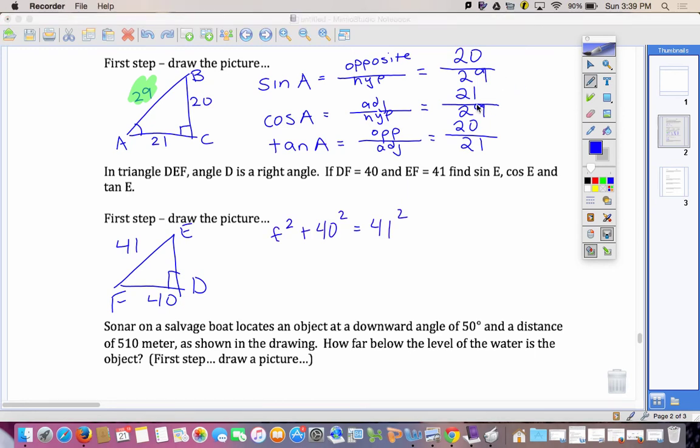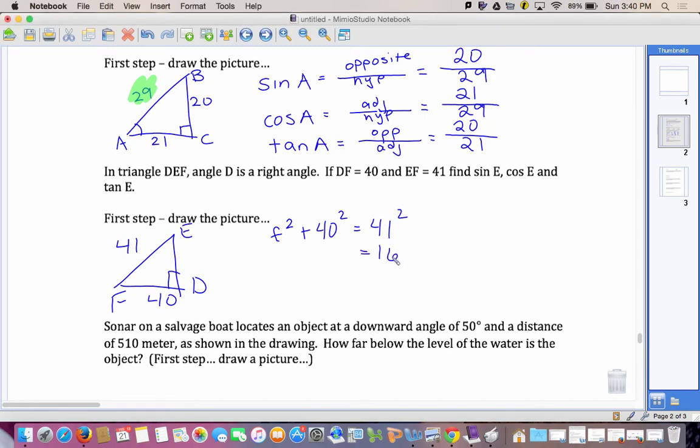So I have F squared, which is the side opposite of angle F, plus 40 squared is equal to 41 squared. And so I need to use the Pythagorean theorem to solve that. So 41 squared is 1,681. So I have F squared plus 1,600 equals 1,681.